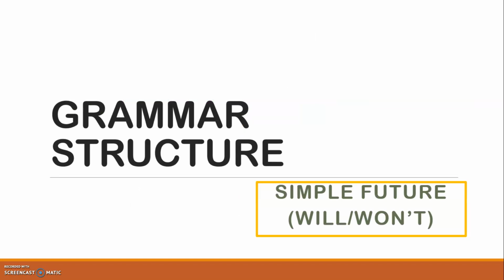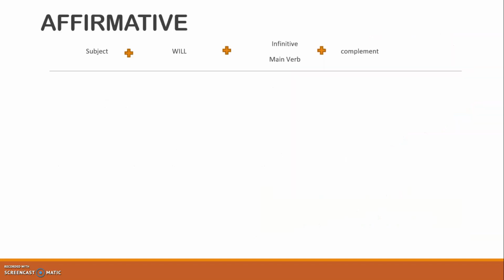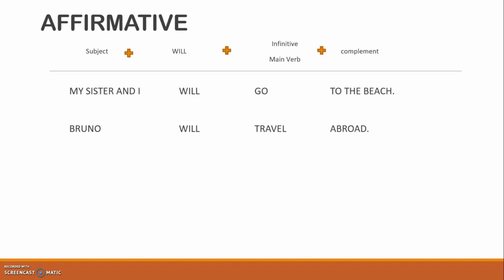Simple future is formed with will, or won't in negative. Something very important to remember is that will is a modal verb, which means it doesn't need any additional auxiliary verb because it is the auxiliary verb. In affirmative, we are going to use will with all the subjects that exist, or in this case with all the pronouns or all nouns. It doesn't change. For example, my sister and I will go to the beach. Bruno will travel abroad.